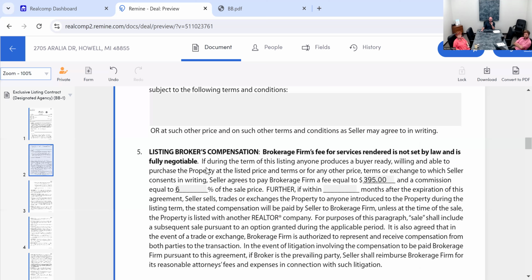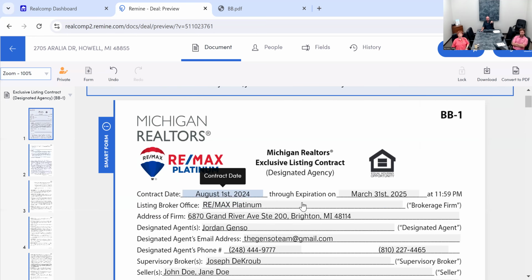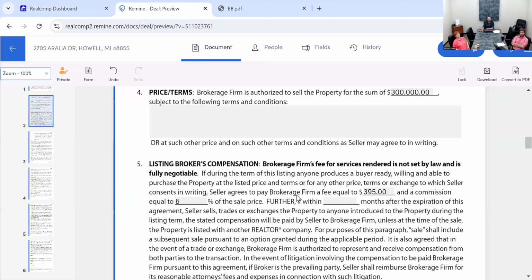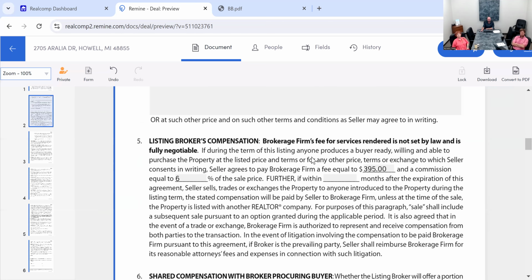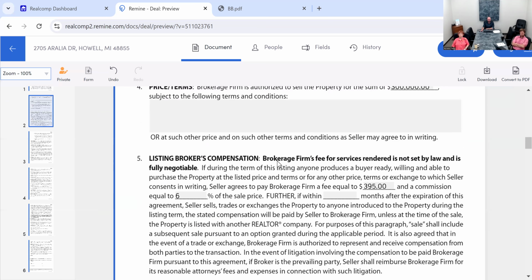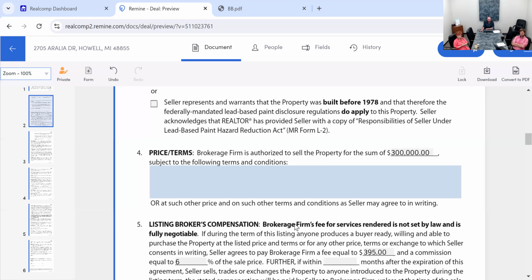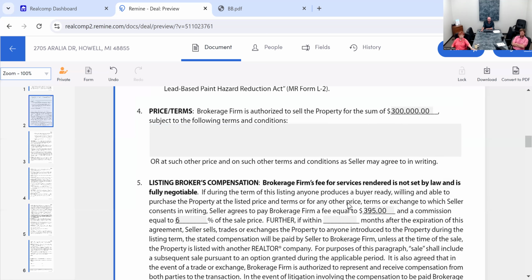And that's where, if during the term, so the very first line here, between August 1st and March 31st, if anyone produces a buyer who is ready, willing, and able to purchase the property at this price and terms, or for any other price, terms, or exchange to which the seller consents in writing. So if the seller at any point signs a purchase agreement, that is when the seller has agreed to pay the brokerage firm the $3.95 and a commission of 6%.